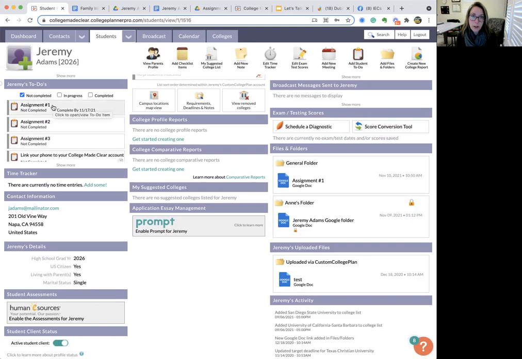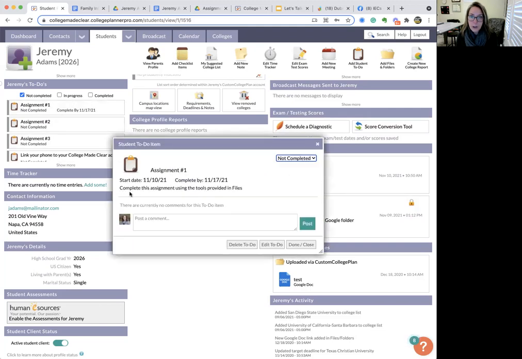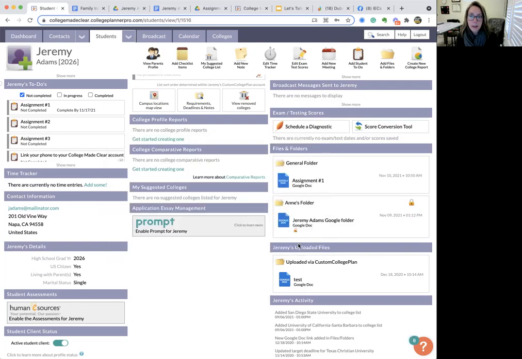When Jeremy goes into an assignment, he can see the instructions. That's what this is here. Complete this assignment using the tools provided in files. And that allows him to have everything he needs in order to get the assignment done. For this assignment number one, he would go over to his general folder. Here's assignment number one. I've uploaded it as a Google Doc.